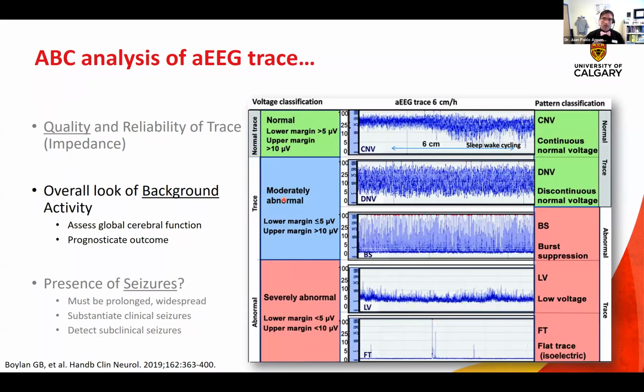So then the background can be classified as continuous normal voltage, discontinuous but normal voltage because of the amplitude, burst suppression, low voltage, and flat trace. And there are 2 classifications, voltage classification and pattern classification, but essentially they're mainly talking about the same thing. There is a normal, intermediate, and very bad one.